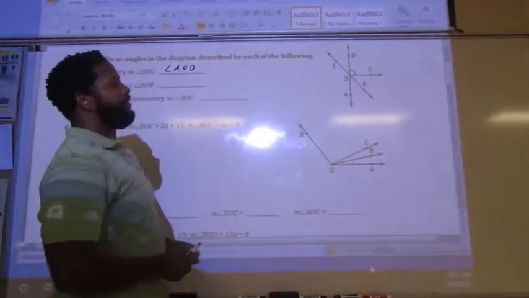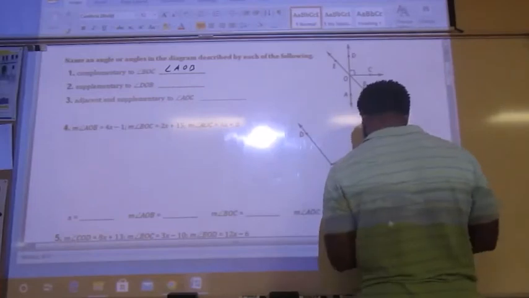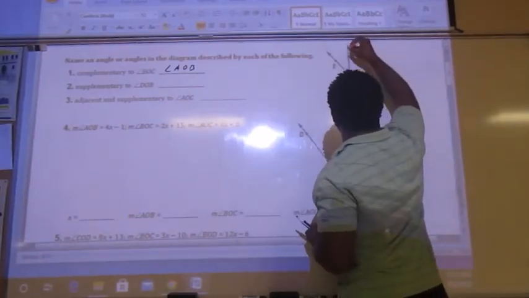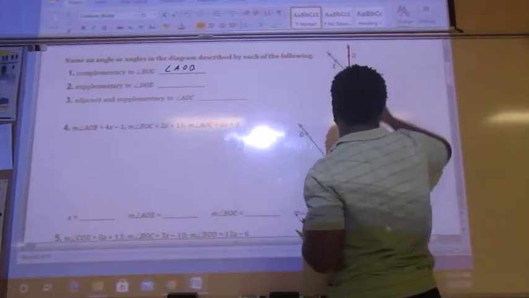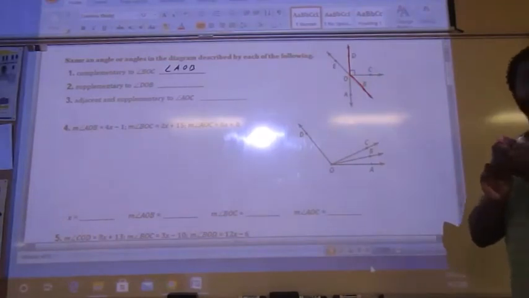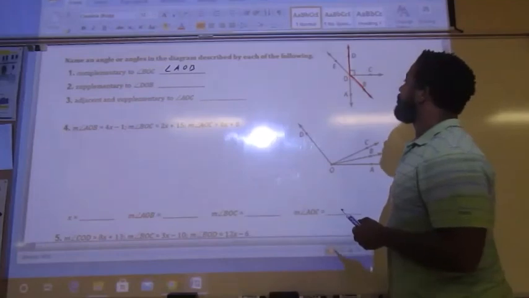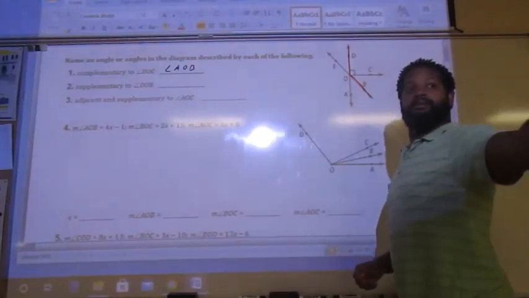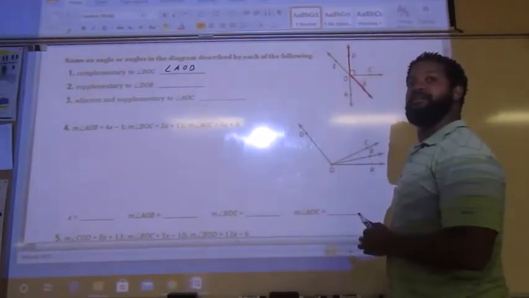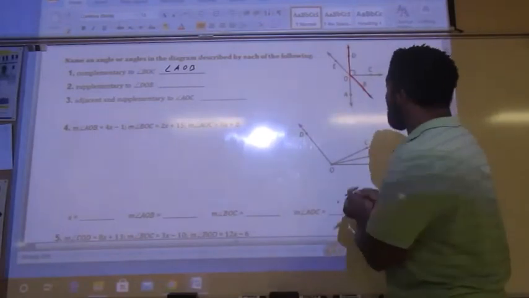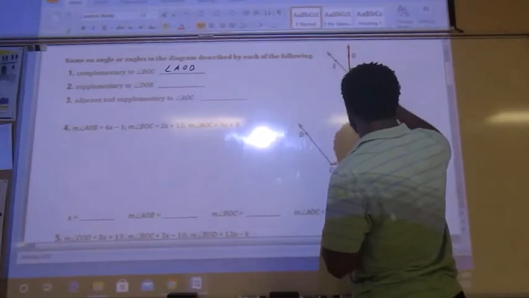Supplementary to DOB. What is supplementary to DOB? Is it EOA? No, never mind. Is it DOA? No. I thought it was AOB. Good job. It is AOB. There's actually two answers to this. You have AOB, and what else?